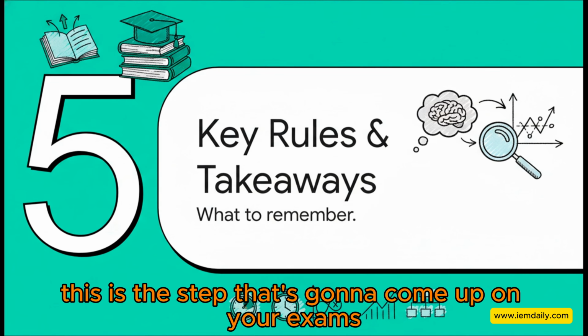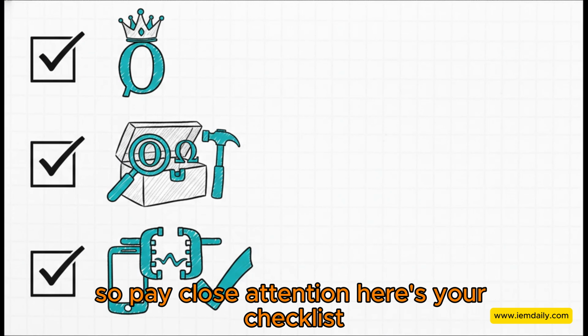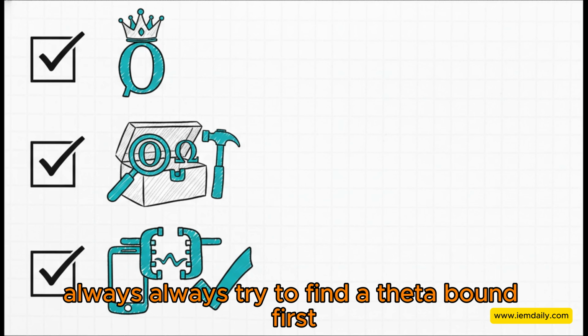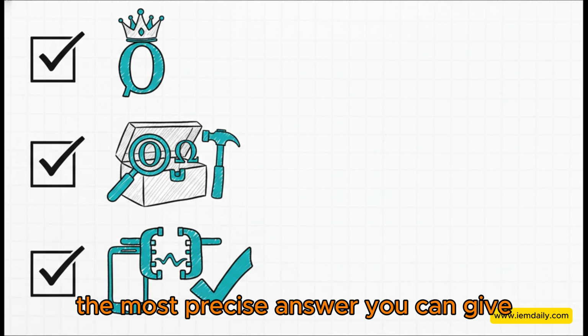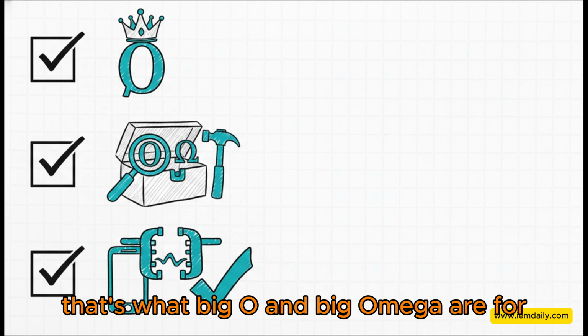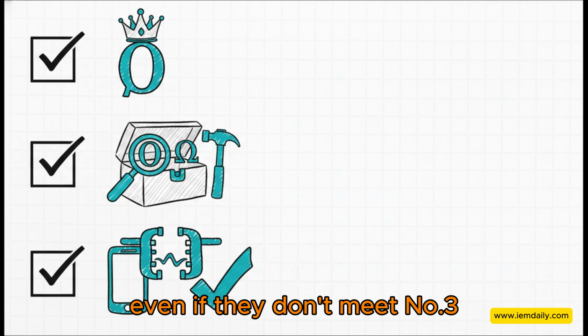This is the step that's going to come up on your exams and in your technical interviews, so pay close attention. Here's your checklist. Number 1, theta is king. Always try to find a theta bound first. It is the gold standard, the most precise answer you can give. Number 2, sometimes you just can't find it, and that's okay. That's what big O and big omega are for. They let you describe the ceiling and the floor even if they don't meet.